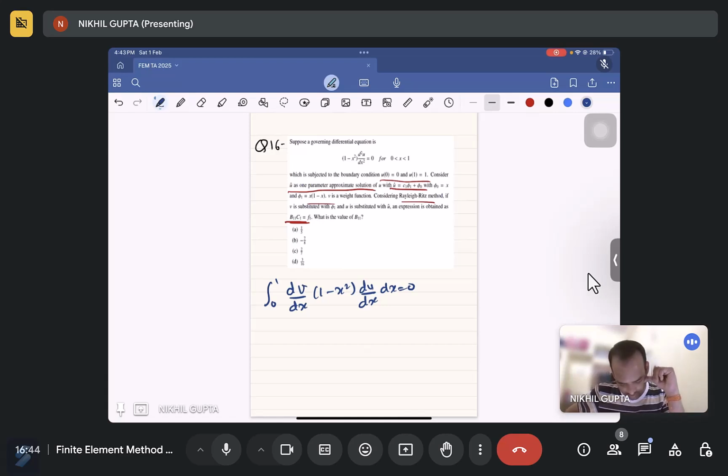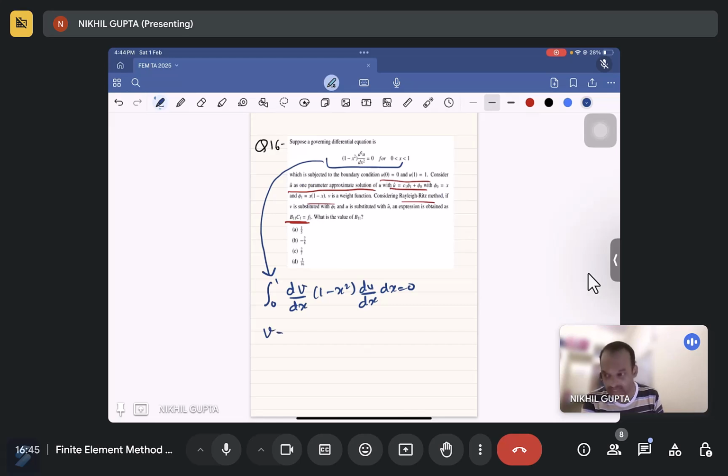Okay, the governing differential equation is given: d2u by dx square is equal to 0. Okay, so this will be the weak form of the equation you will get from this governing equation. You will use a residual method to solve this and you will get the weak form as this.